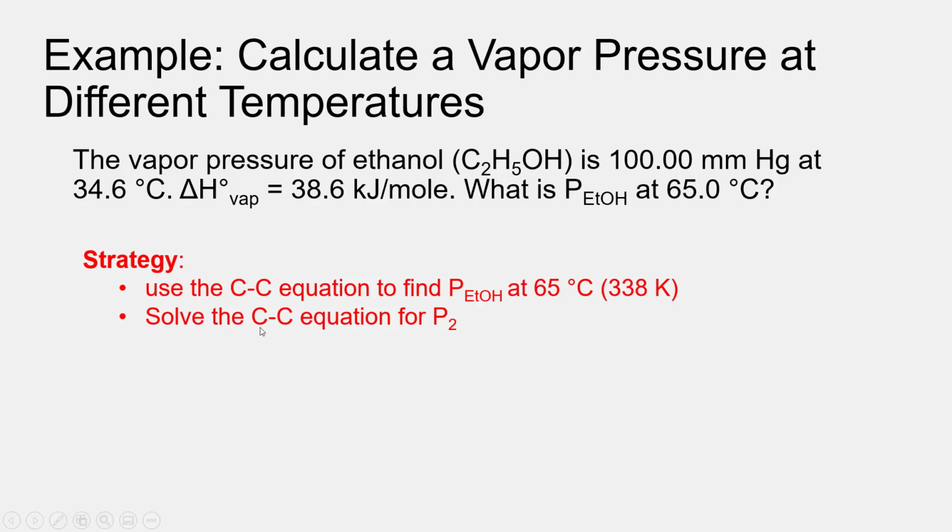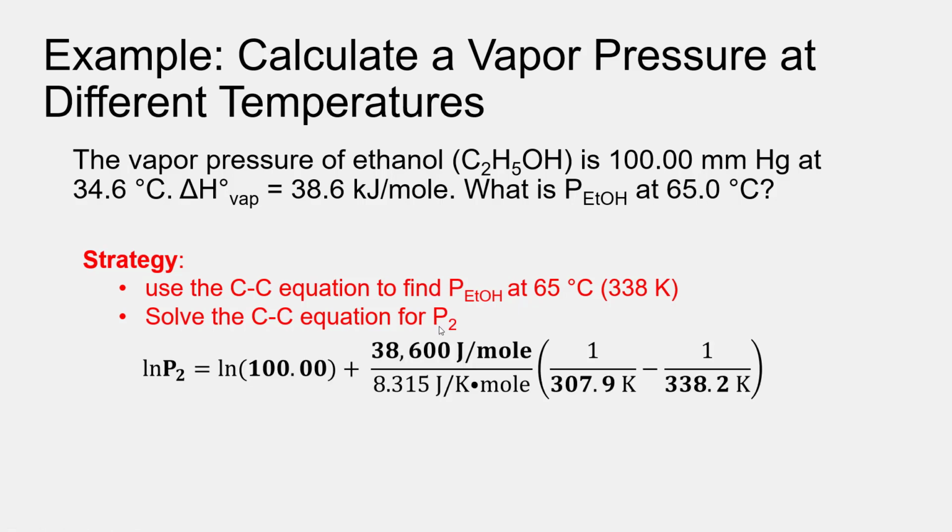Now we solve the Clausius-Clapeyron equation for the higher vapor pressure P2. So our general form of the Clausius-Clapeyron equation is the natural log of the higher vapor pressure P2 is equal to the natural log of the lower vapor pressure P1 plus delta H naught over R times 1 over T1 minus 1 over T2, where T2 and P2 are the higher temperature, higher vapor pressure conditions.